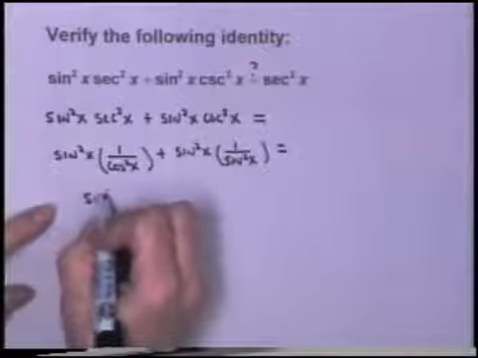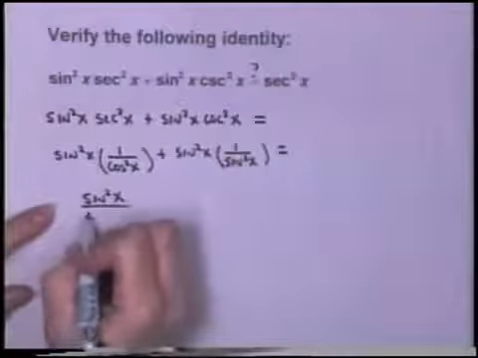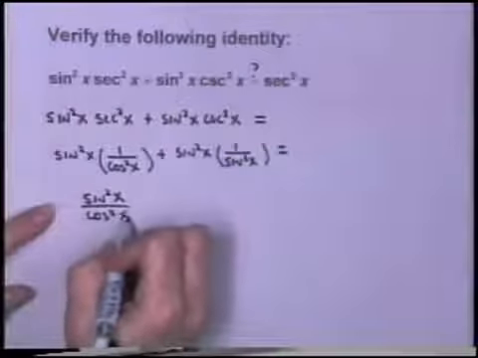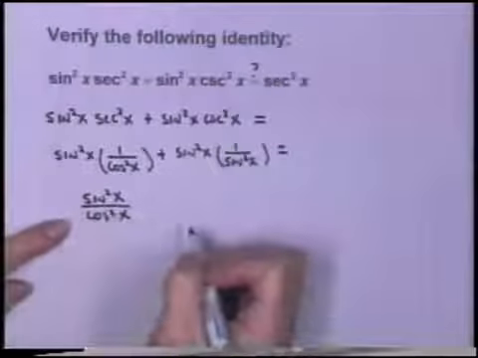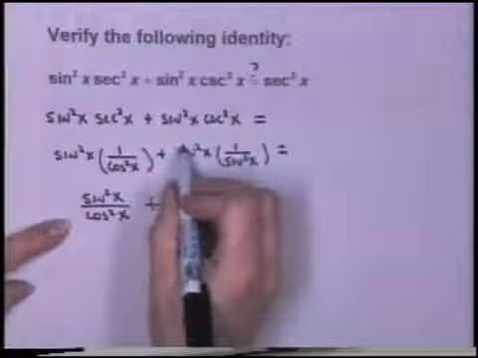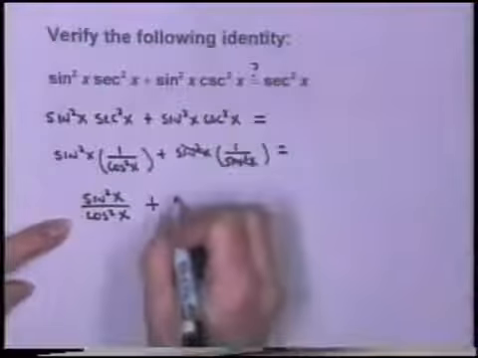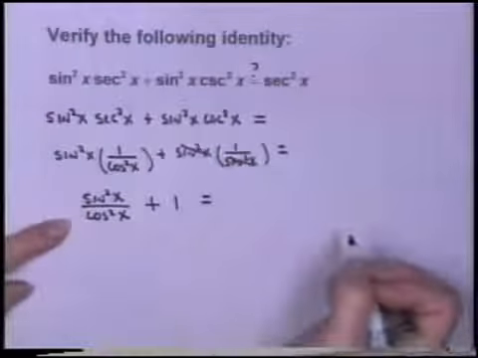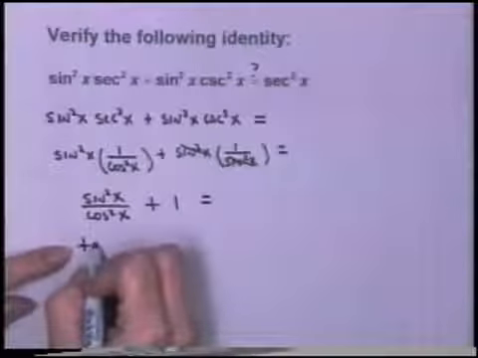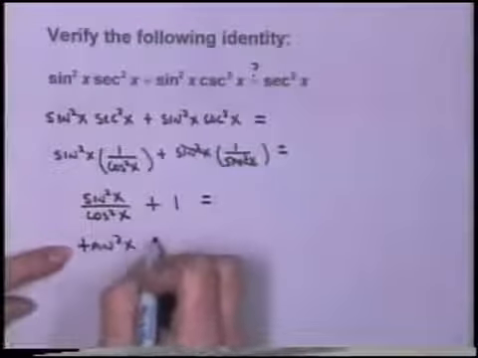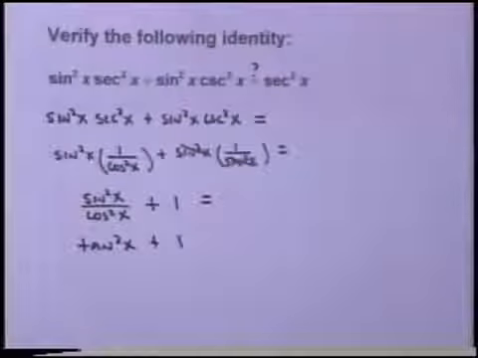Now, a couple of things are happening here. On this first one, I have sine squared x over cosine squared x, and if you're thinking ahead like me, that's a tangent squared, isn't it? But look what happened here. That sine squared x cancels, so I have a 1 here. Okay? Well, let's go ahead and change that to tangent squared x.